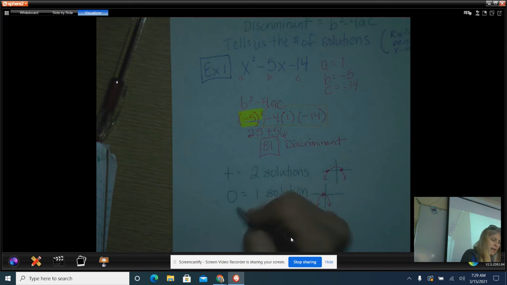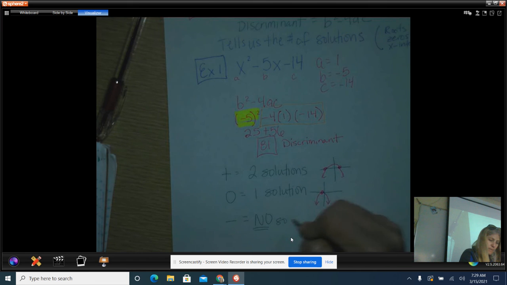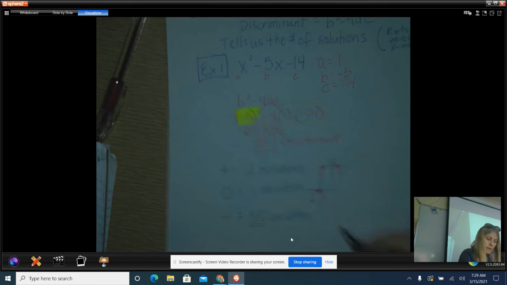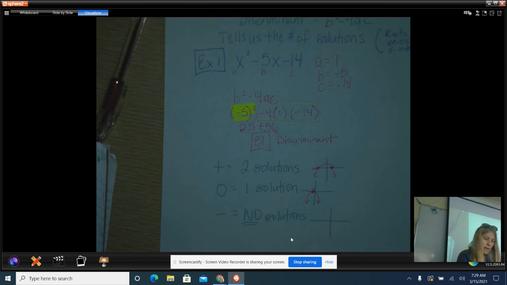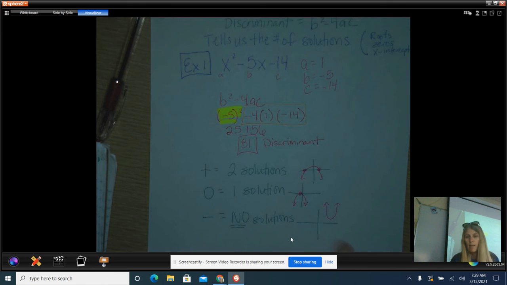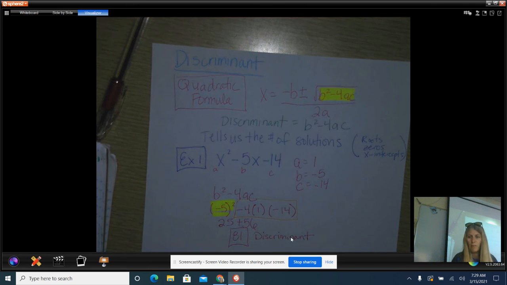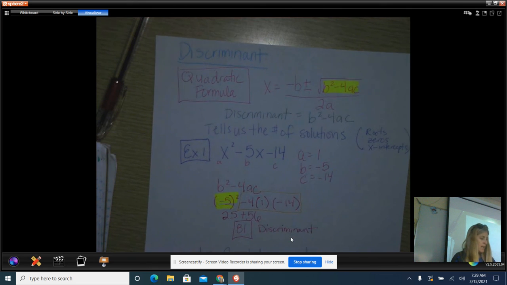And finally, if we end up with a negative number here, a negative 81, a negative 7, a negative whatever, then there are no solutions. What that means is that our parabola does not cross the x-axis at all. It's above it if it's positive, or it could be below it, like down here, if it is a negative parabola. That's because if I have a negative number underneath my square root, I get an error in my calculator. You cannot take the square root of a negative number. The square root of negative 81 in our calculator is error.